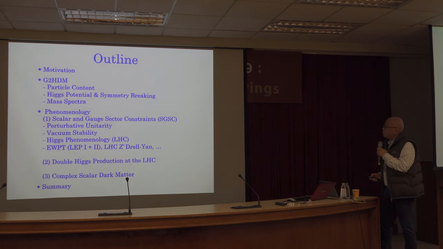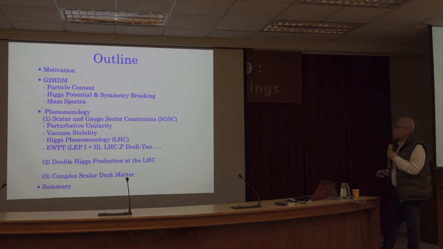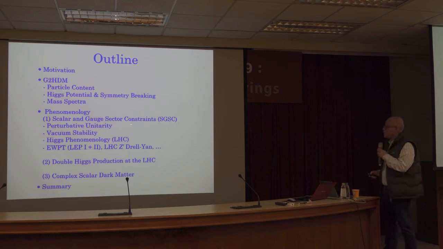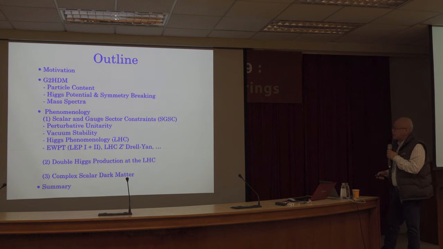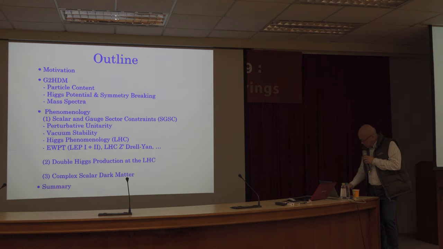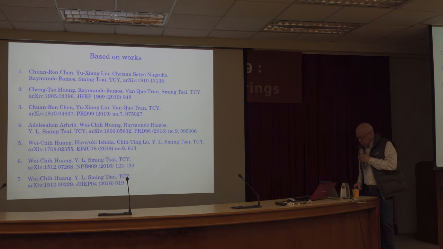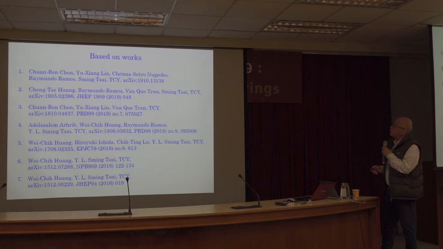So I will briefly mention this model because I guess most of you are not familiar with it. And then I will talk about the phenomenology in three different areas. Because we have an extended Higgs sector and extended gauge sector, I will talk about the so-called scalar and gauge sector constrained by the existing data and also theoretical constraints. And then I will talk about double Higgs production in the model. And finally, I will talk about the dark matter phenomenology in this model. So this is the content of the talk, based on several papers.